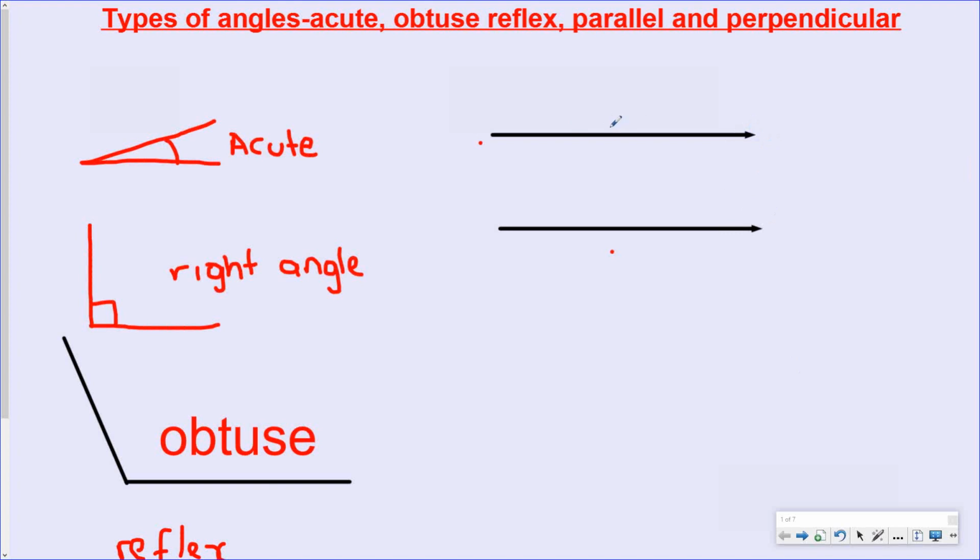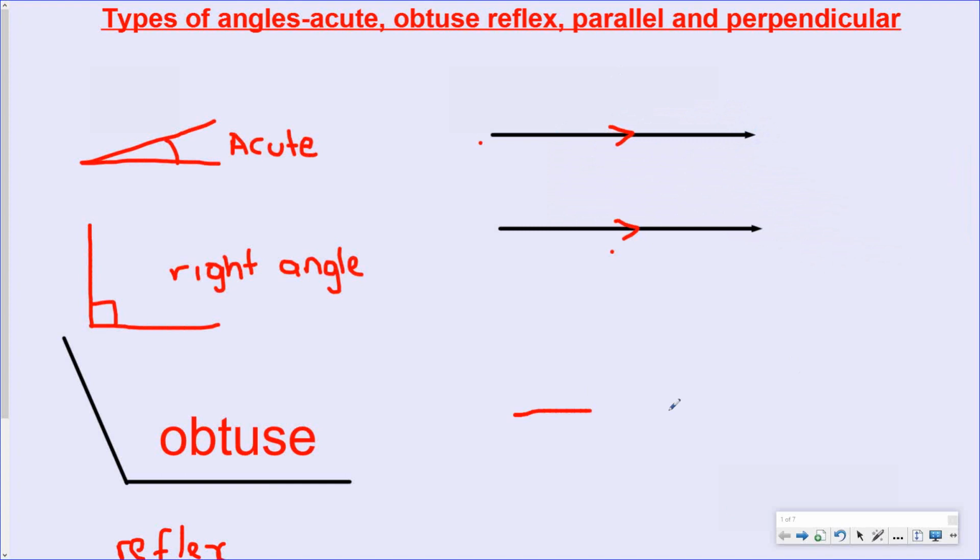However, how we can identify two lines that are parallel is by using arrows on them. See these two arrows here? These two arrows mean that they're parallel, so they will never meet. They've got equal distance between this line and that line, the same distance between them right through. That says that these two lines are parallel.